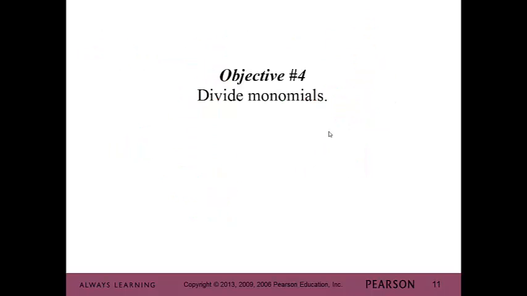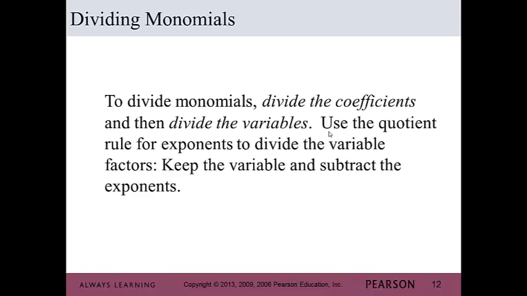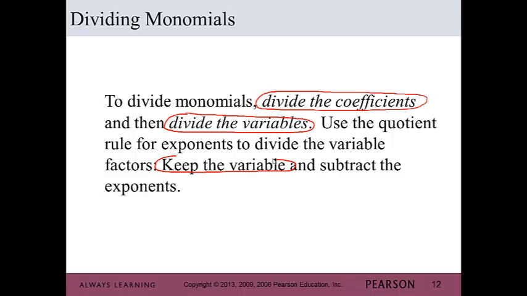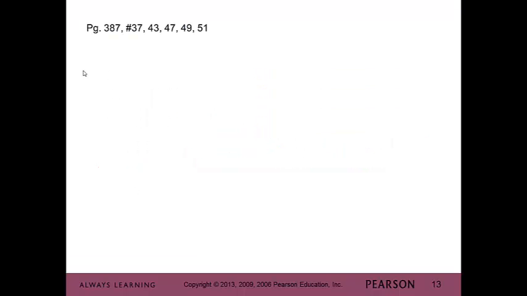Next objective is dividing monomials. So when you're dividing monomials, there are 2 parts to it. The first part is to divide the coefficients. The coefficients are the numbers that are in front of your variables. Divide them. And then the second part is to divide the variables. Remember, when you divide the variables, you want to keep the variable and subtract the exponents. Keep the variable and subtract the exponents. So let's start with number 37.